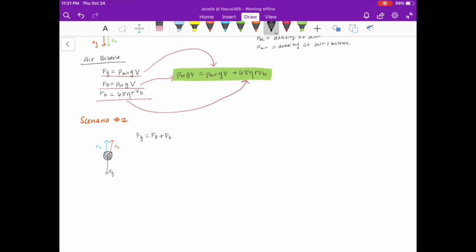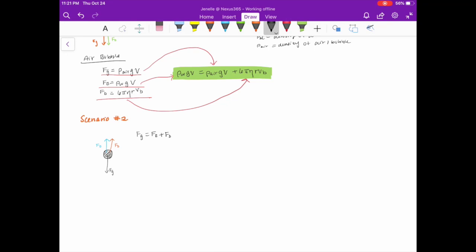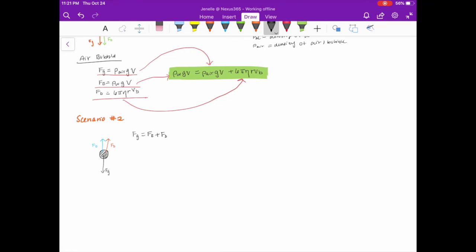And like before, because it's at constant terminal velocity, the net force is equal to 0. And so the magnitude of the force due to gravity is equal to the magnitude of the buoyant force plus the magnitude of the drag force. Let's break each of these forces down.